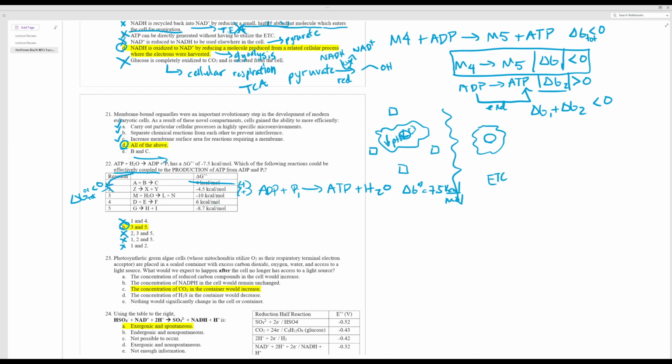So let's see, negative 10 kilocalories plus 7.5, that's negative 2, which is negative, that works. 6 plus 7.5 is 13.5, which is positive, doesn't work. And then finally, we have negative 8.7 kilocalories per mole plus 7.5, which is negative 1.2 kilocalories, which is negative. So they would be effectively coupled.